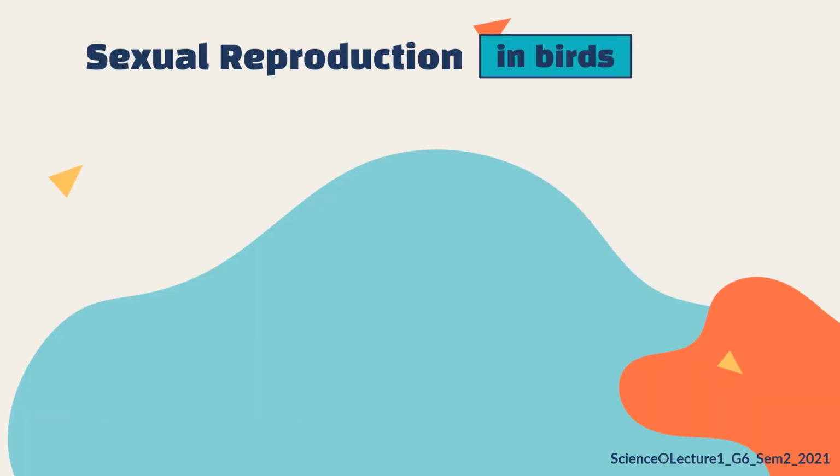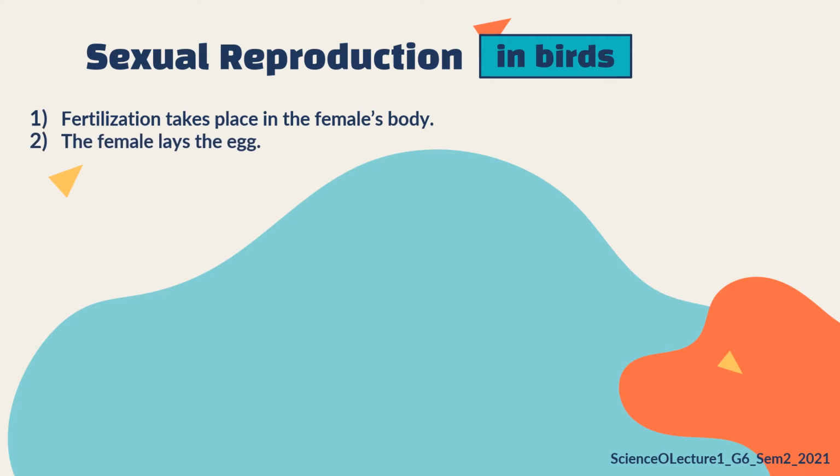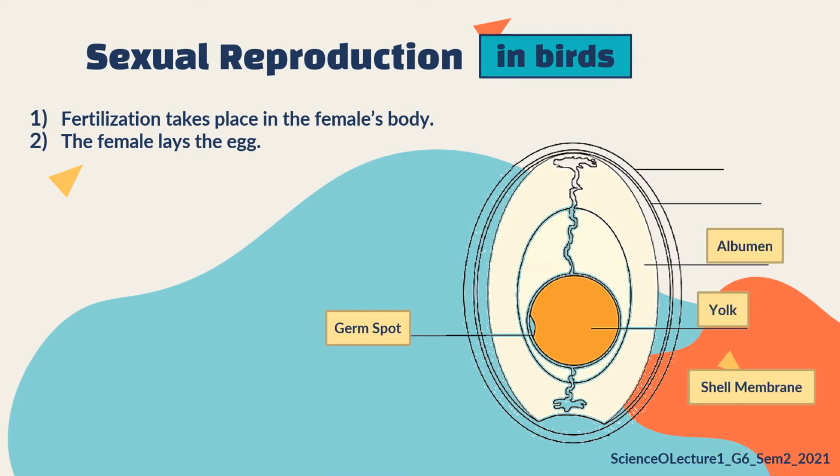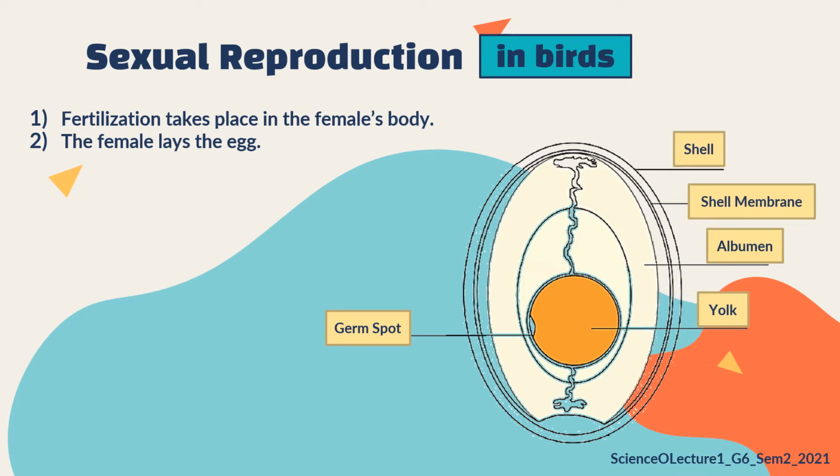What about sexual reproduction in birds? Fertilization, the union of the sperm with the ovum, happens inside the female bird's body. There are 4 steps. First one, fertilization. Second one, laying of the eggs. So the female bird lays the eggs. Here is the fertilized egg. Here is the germ spot. The yellow part is the yolk. The white part is the albumin.